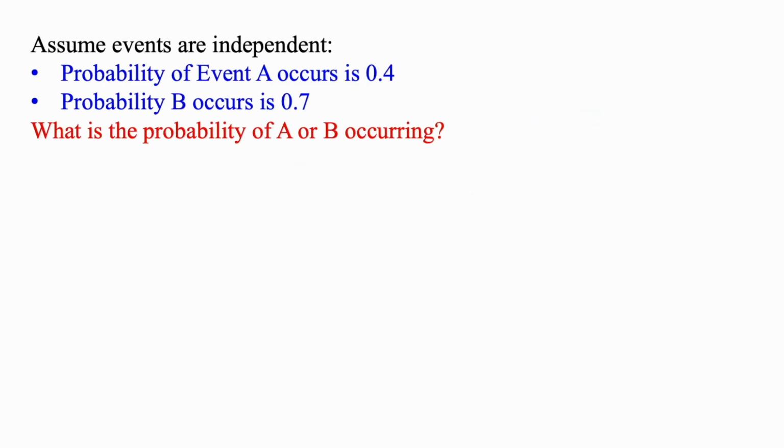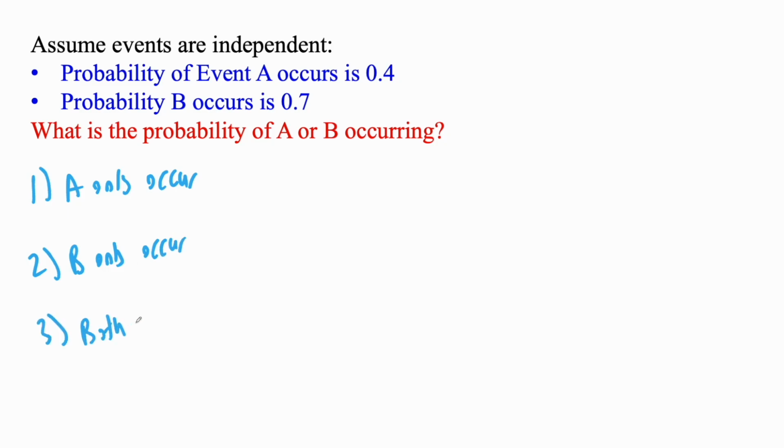Now this is another problem. It says assume events are independent. Probability of event A occurring is 0.4. Probability that B occurs is 0.7. And what's the probability of A or B occurring? I'm going to solve this problem in two ways, one way to really illustrate what's happening. Scenario 1, A only occurs, so we don't get B. Scenario 2, B only occurs, we don't get A. And scenario 3, they both occur.